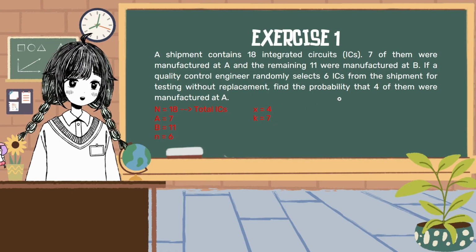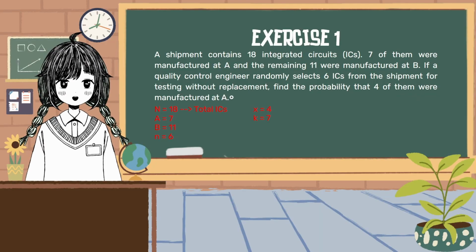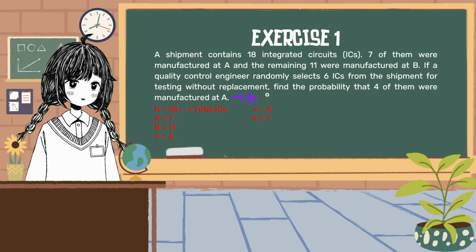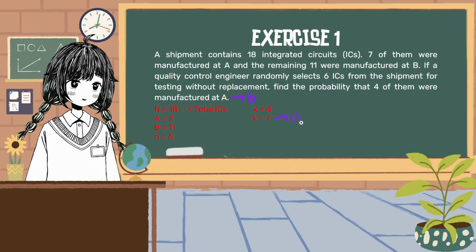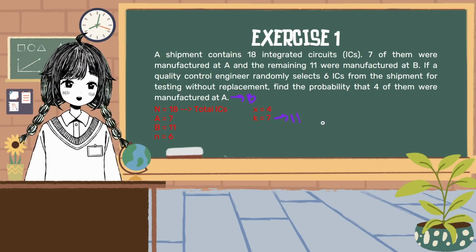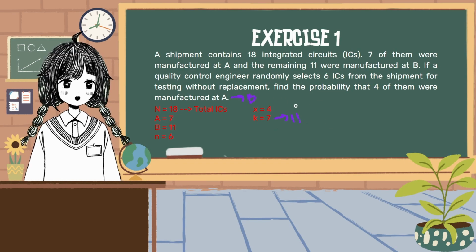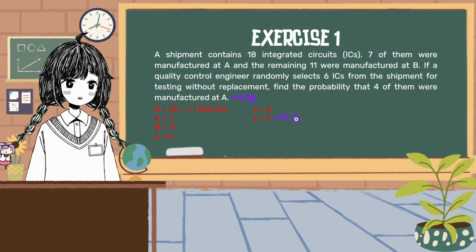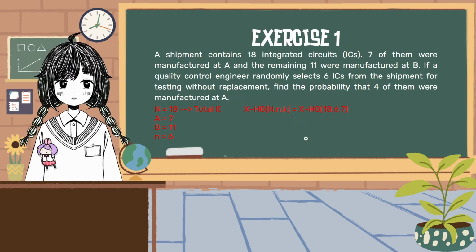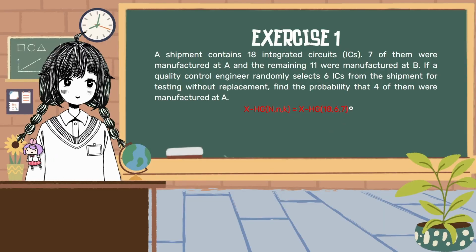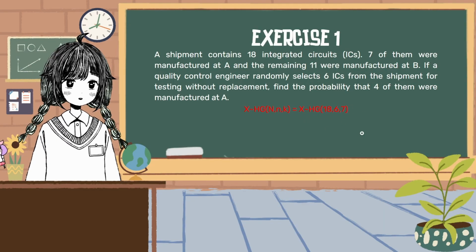Now, if it mentioned, find the probability that 4 of them were manufactured at B, then our K will instead be equal to 11. Just want to give it a mention to avoid confusion. With that, we have all the required information and just insert the numbers into the equation for hypergeometric distribution. So don't forget the random variable, which is X hypergeometric, and insert the numbers.